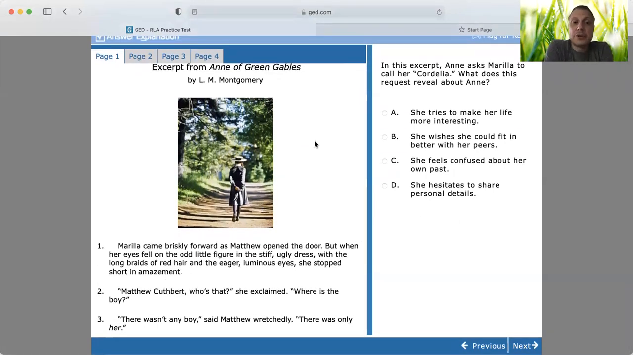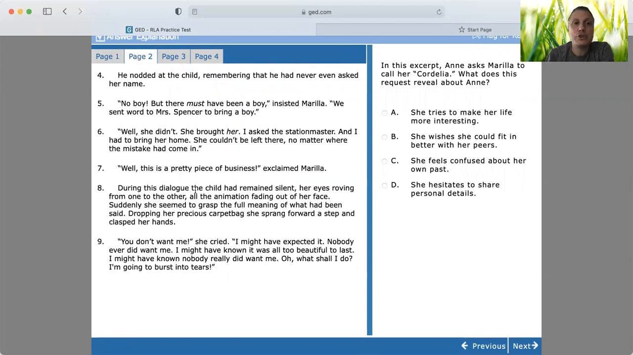Marilla came briskly forward as Matthew opened the door. But when her eyes fell on the odd little figure in the stiff, ugly dress with the long braids of red hair and the eager, luminous eyes, she stopped short in amazement. "Matthew Cuthbert, who's that?" she exclaimed. "Where's the boy?" "There wasn't any boy," said Matthew wretchedly. "There was only her."